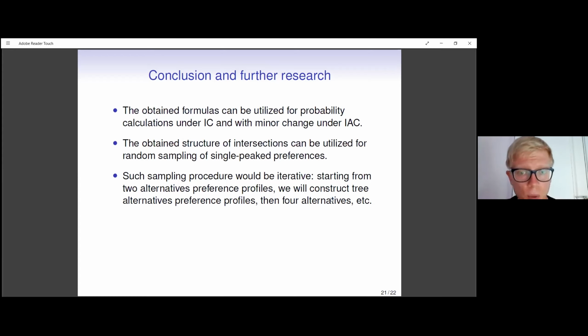Such a sampling procedure would be iterative, so we will start from two alternatives, and we know the structure of intersection. We will construct 3 alternatives preference profiles and 4 alternatives preference profiles, and so on. So now we know all conditional probabilities from this iterative formula, and we can get uniform random sampling.